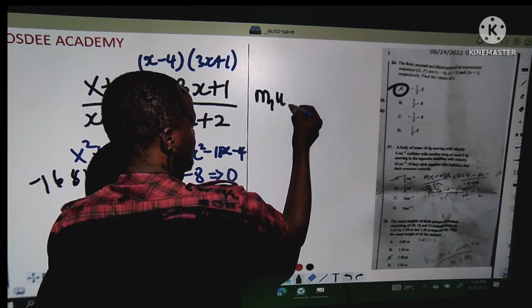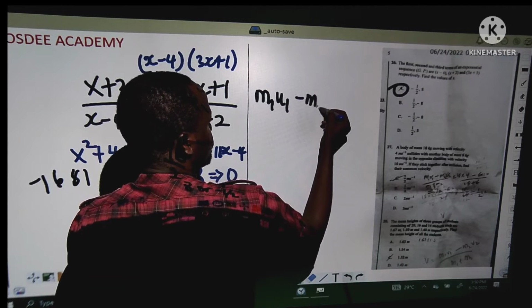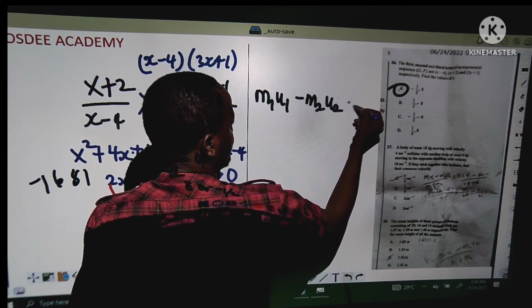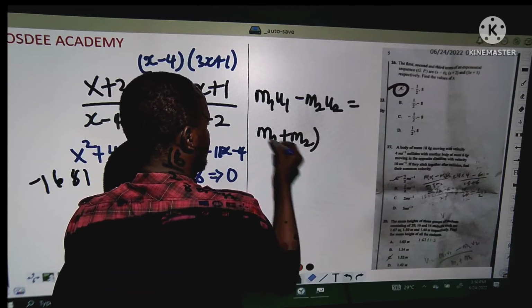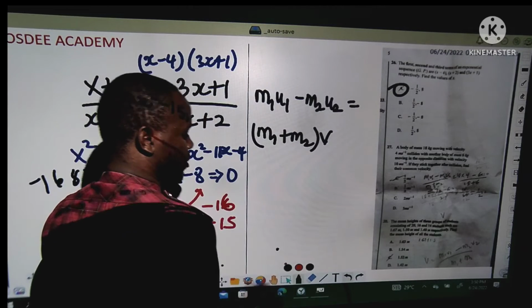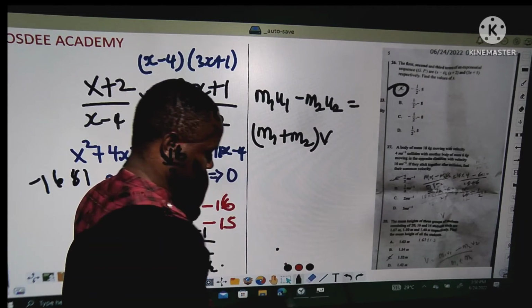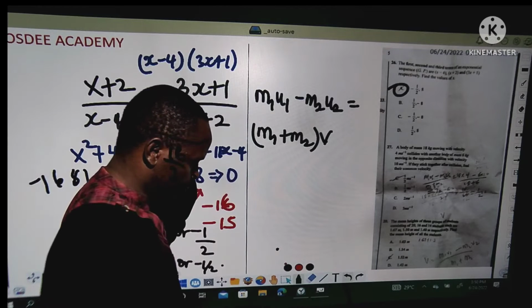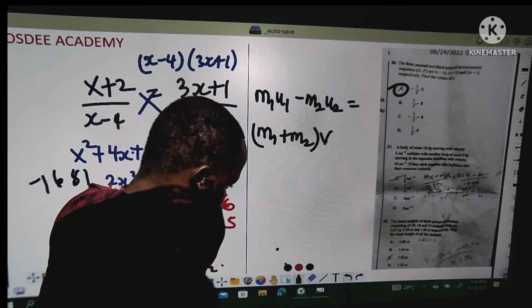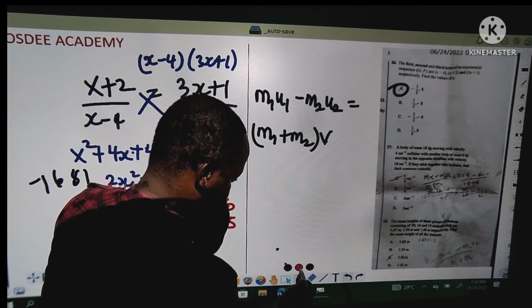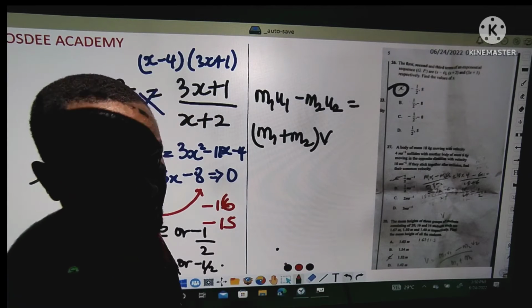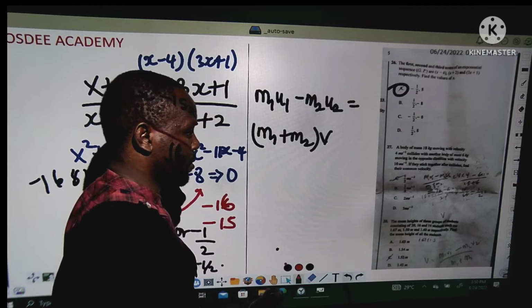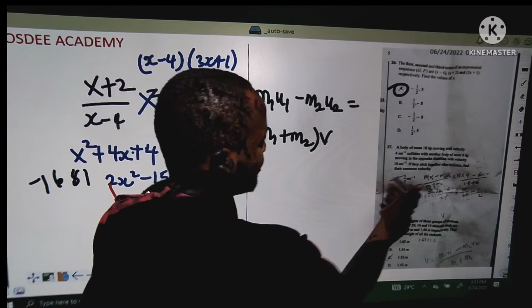M1 U1 minus M2 U2 is equal to M1 plus M2 bracket V. So let's do that, and this is the formula. We call it formula for what? When two bodies are undergoing inelastic collision. You have studied that in your momentum class. Velocity of center of mass. Physics class every time. If you are following my channel, this is simple stuff. So let's just do simple maths.